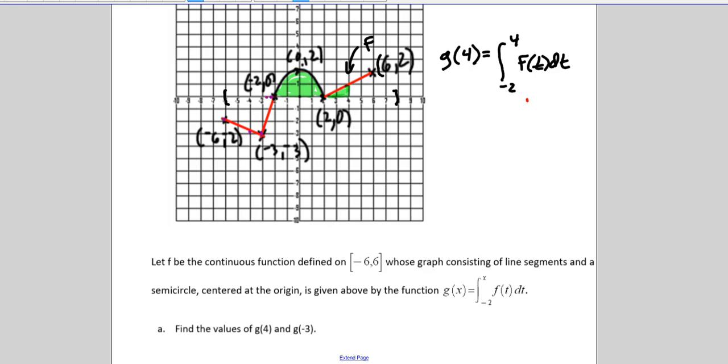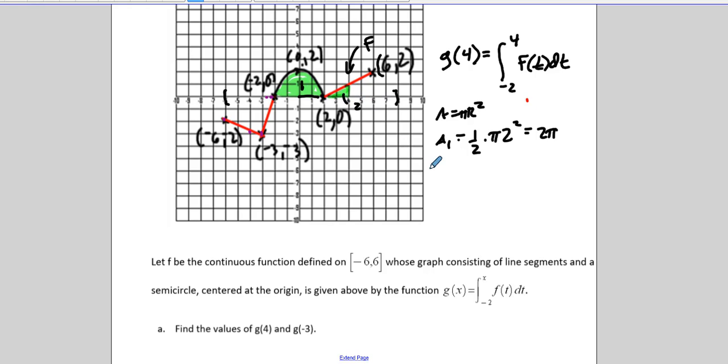So this is a semicircle. Remember, the area of a circle is pi r squared. But this is a semicircle, so the area, I'll call this a sub 1, will be 1/2 times pi. The radius here is 2, so that's 2 squared. Well, that's going to be 2 pi. Okay, so this part 1 is 2 pi.